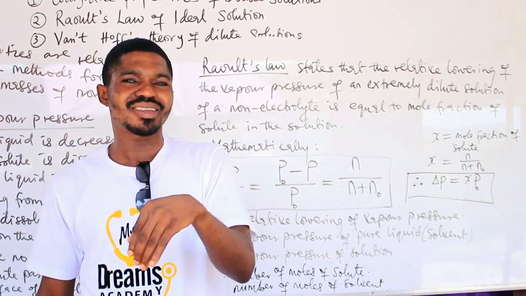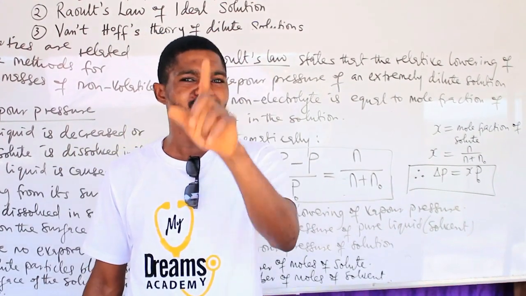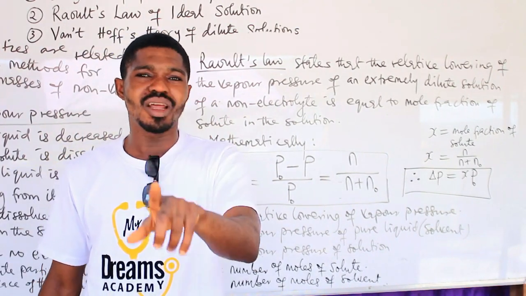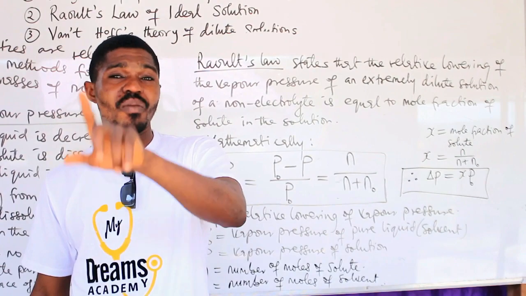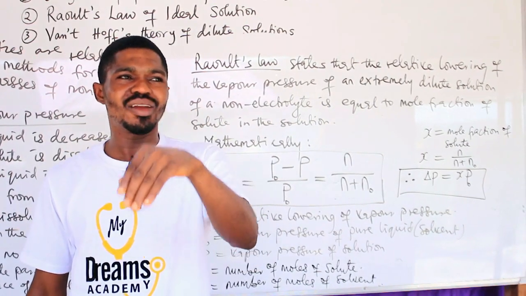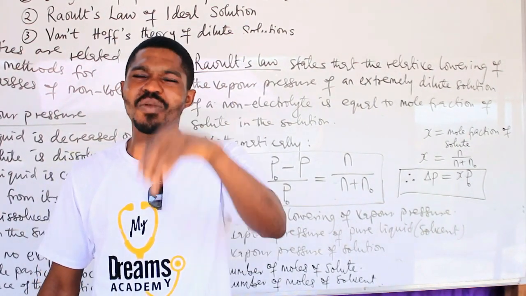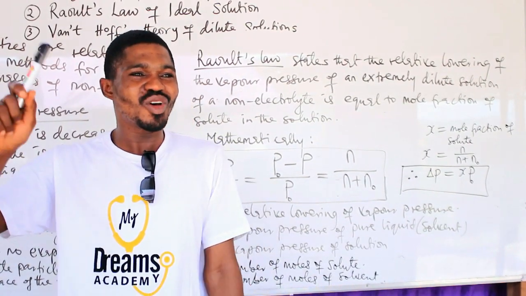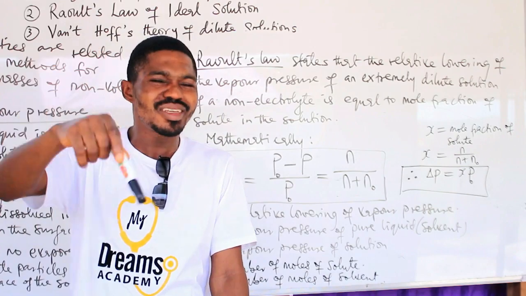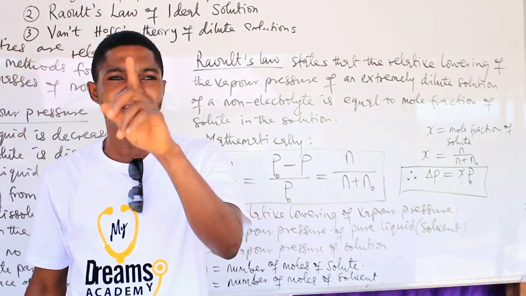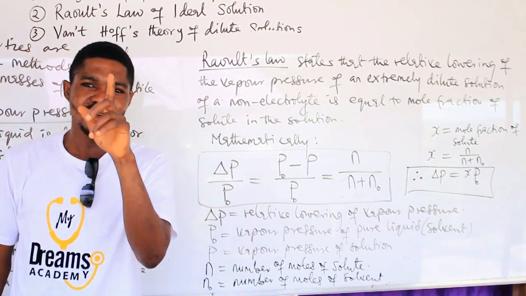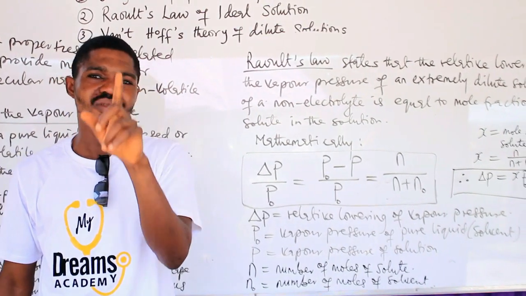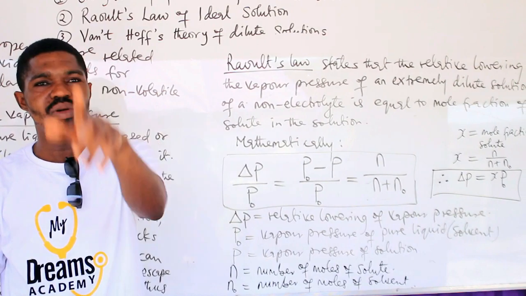So in real sense, it is only a dilute or extremely dilute solution of a non-electrolyte that can obey Raoult's law. And how can you get an extremely dilute solution? You keep on diluting a solution until the concentration is zero, which is practically impossible. Keep on diluting until the solution is said to have zero concentration. In that case, you say that the solution has been infinitely diluted. That is when Raoult's law will be obeyed.